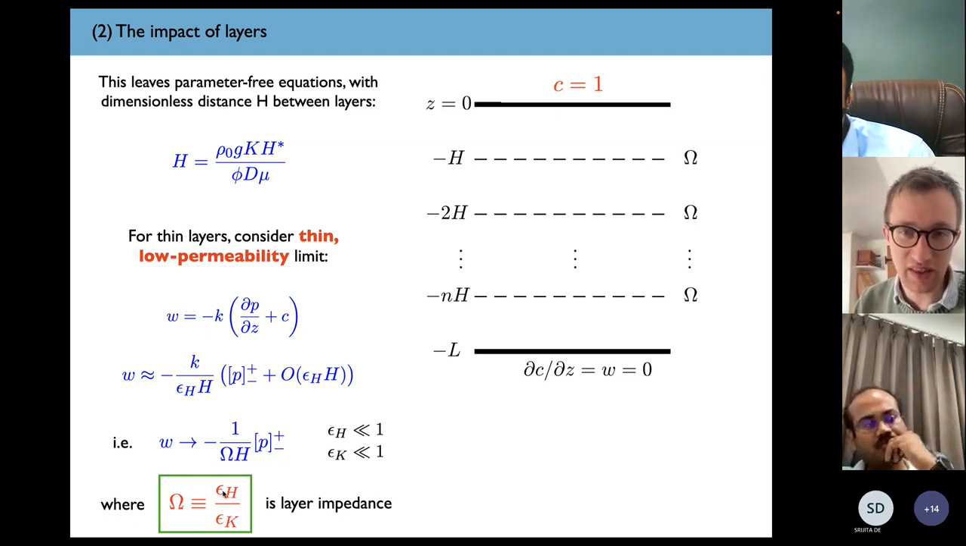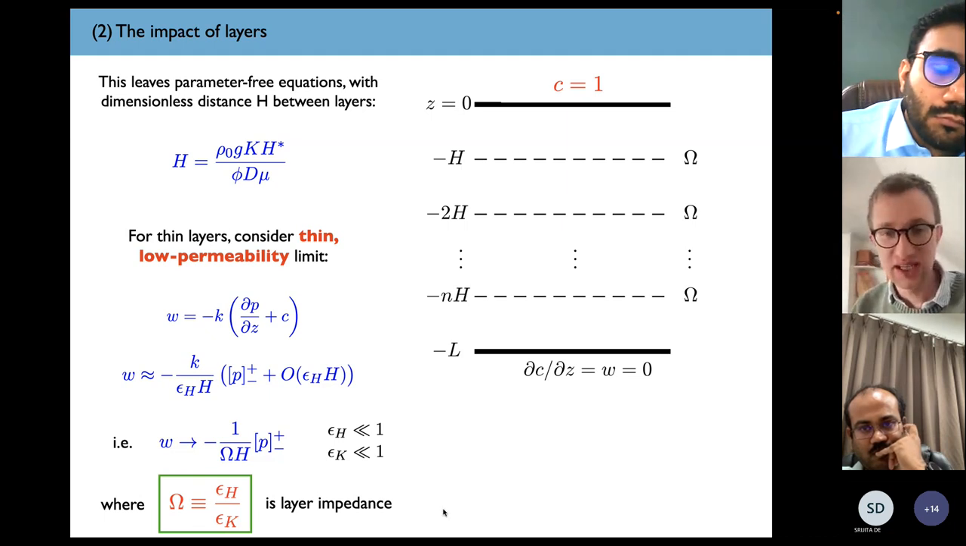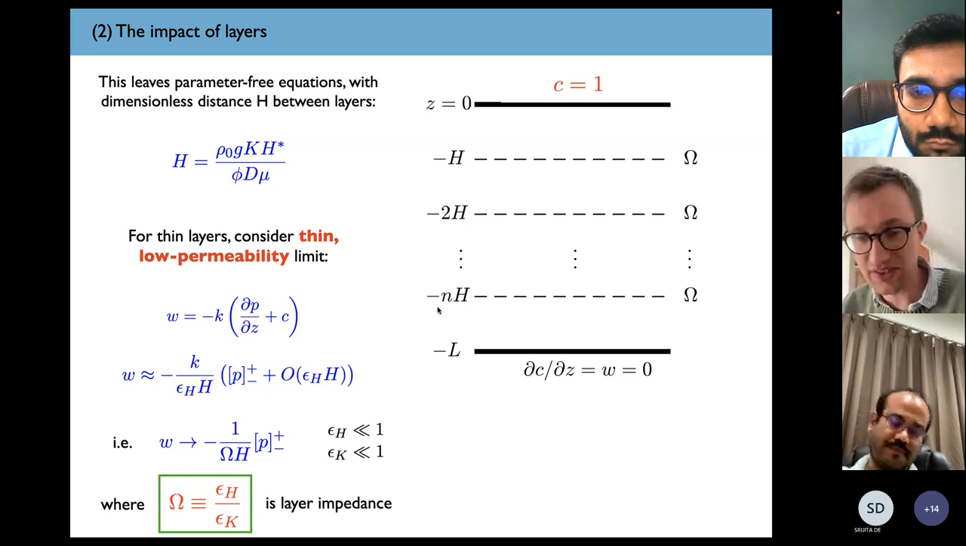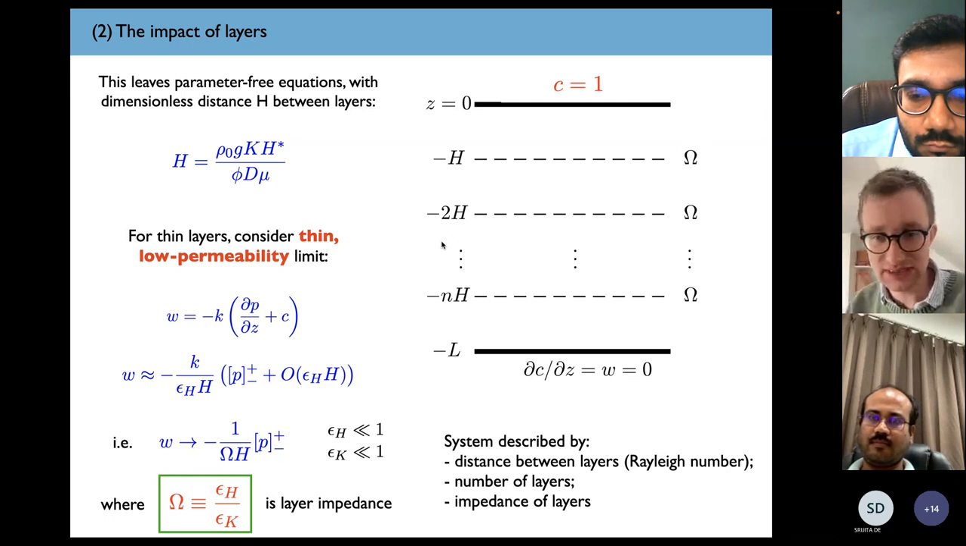Large values of omega mean that the layers are providing a large impedance to flow. They are effectively fairly impermeable. Small values of omega mean the layers are broadly not providing much resistance. It's really like a resistance, if you're used to electric currents or something. That's basically what this is. So now the problem is parameterized just by h, which is the distance between the layers, n, which is the number of layers, and omega, which is the impedance of the layers.